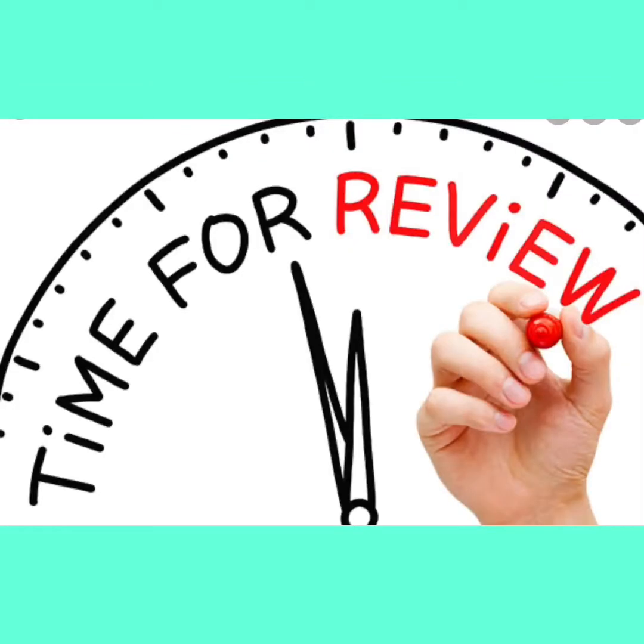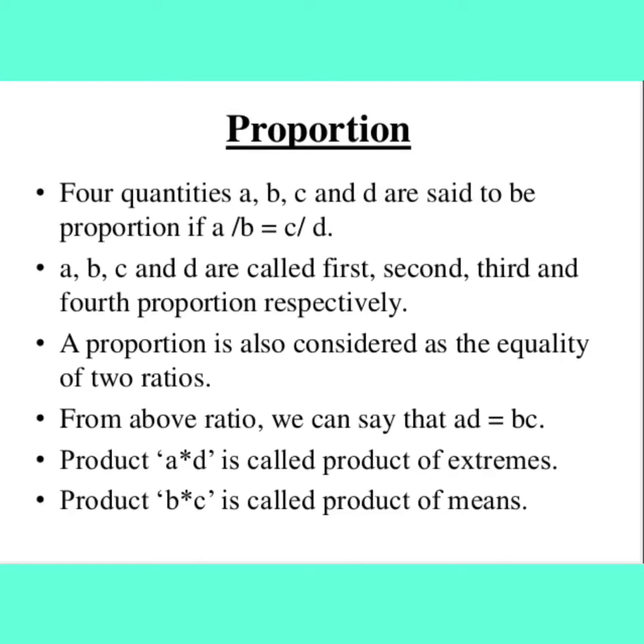Let us review what we have learned in this module. Four quantities A, B, C and D are said to be in proportion if A upon B is equal to C upon D. Here A, B, C and D are called the first, second, third and fourth proportionals respectively. A proportion is also considered as the equality of two ratios. From the above ratio, we can say that AD equals BC. Product AD is called the product of extremes and product BC is called the product of means. I hope you understand it well.